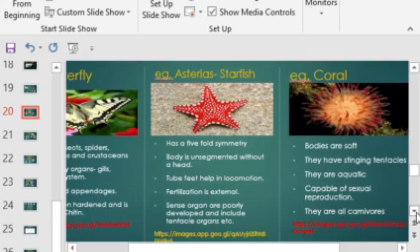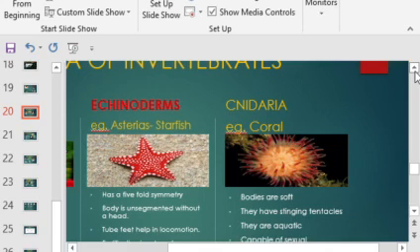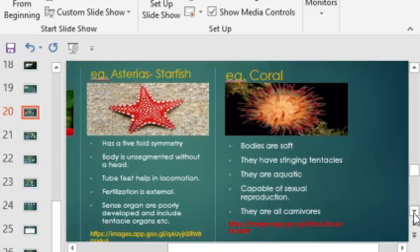Alright, so we also have the Cnidaria phyla, which include coral. Of course, as visible, bodies are soft to touch. They have stinging tentacles. Have to be very careful with these type of organisms. They are aquatic, of course, live in the water, capable of sexual reproduction, and they are all carnivores, so they also consume flesh. Right?